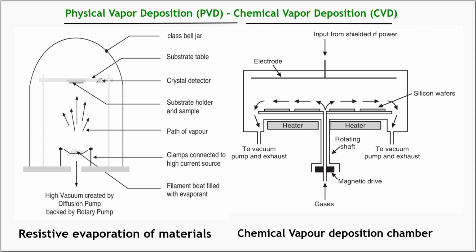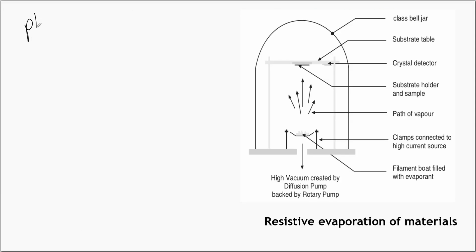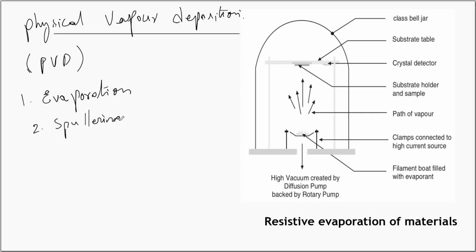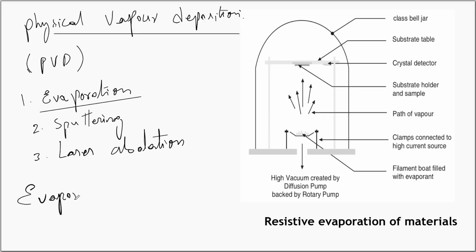Now we shall look at the physical vapor deposition technique. For short it is called PVD. There are different methods of physical vapor deposition in use. The methods are evaporation, sputtering, laser ablation. However, in our syllabus we have the evaporation method, so we shall be discussing the evaporation only.